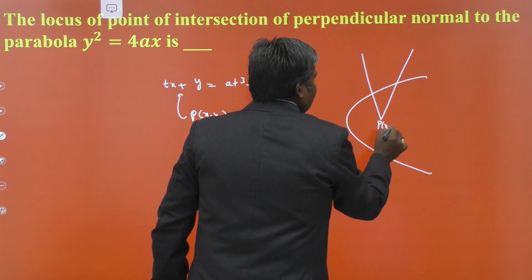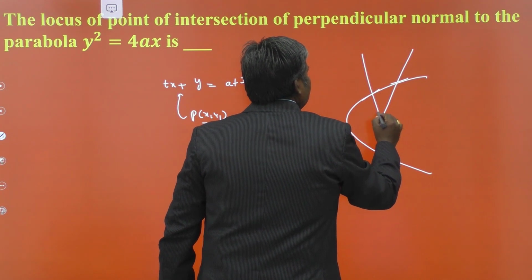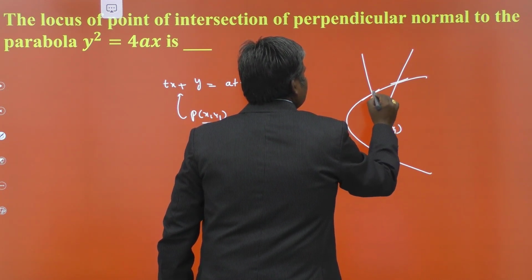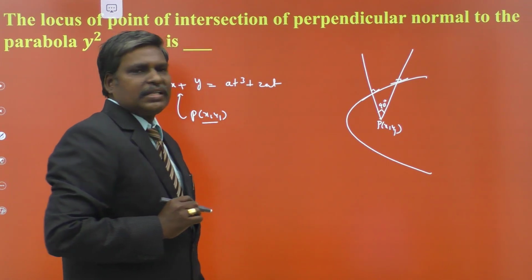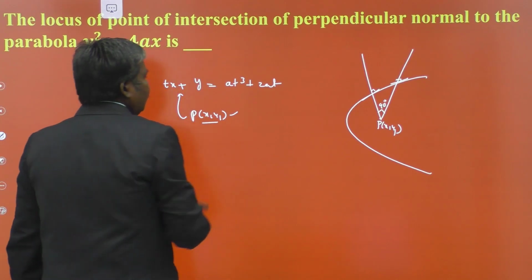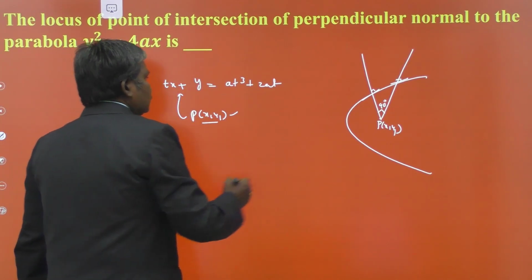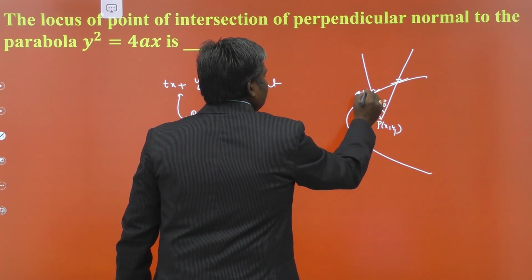This is the point of intersection of the normals, and the angle between them is 90 degrees here. This is one normal, this is another normal. The angle between these two normals is 90 degrees here. Okay, so P(x1, y1) will be the point of intersection of the normals. Suppose one of the normals is at the point P(t), say.